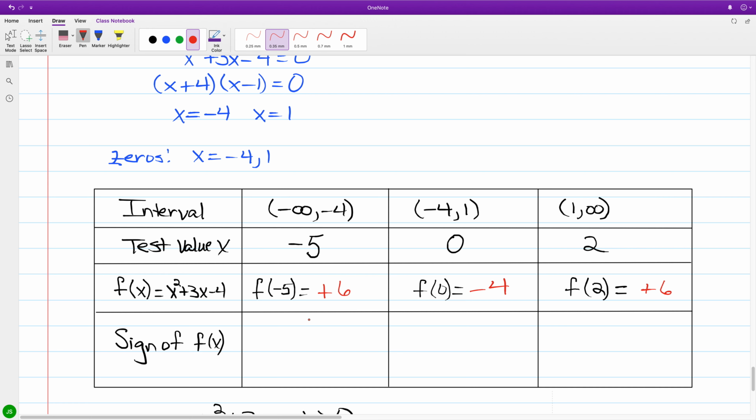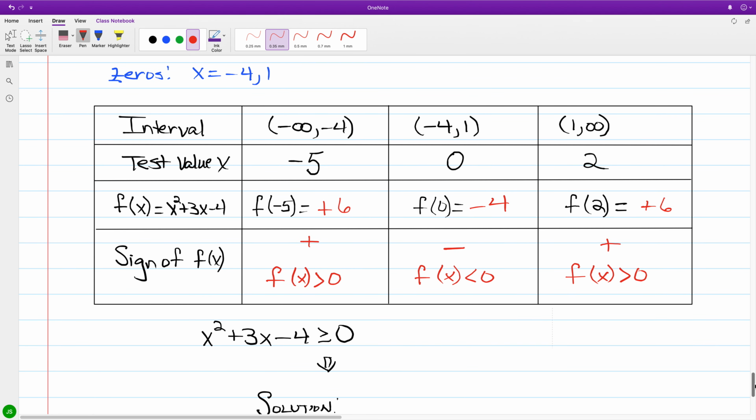So with the sign values, anything we plug in less than negative 4 for x, the result is going to be positive, so f of x is greater than 0. Anything higher than negative 4 and less than 1 for the input results in a negative output, so f of x is less than 0. And anything we plug in greater than 1 for x, the result in y, or f of x, is going to be positive, so f of x is greater than 0.